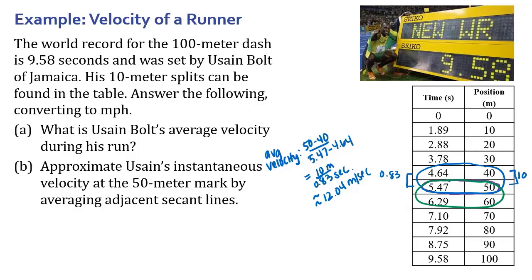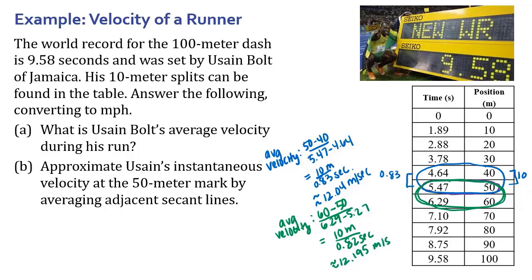Then if I looked at what was happening after he left that 50 meter mark, what was his speed once he got there and was leaving it, let's find that average velocity. That's going to be taking those y values and subtracting them, all over those x values. We're going to get 10 meters over 0.82 seconds, which is about 12.195 meters per second.